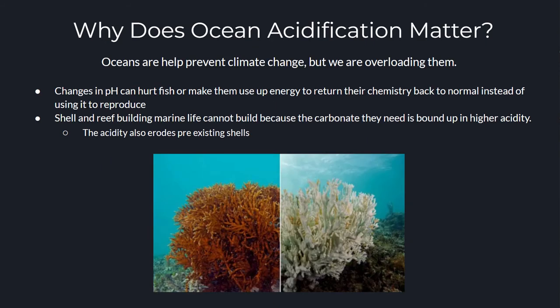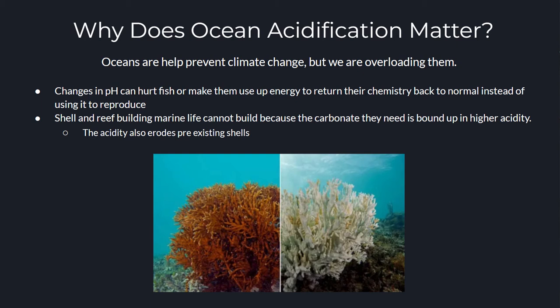Oceans are helpful to prevent climate change. They are a huge carbon sink that absorbs 22 million tons of CO2 per day, but we are overloading them. They have increased acidification by 25% since the pre-industrial era.